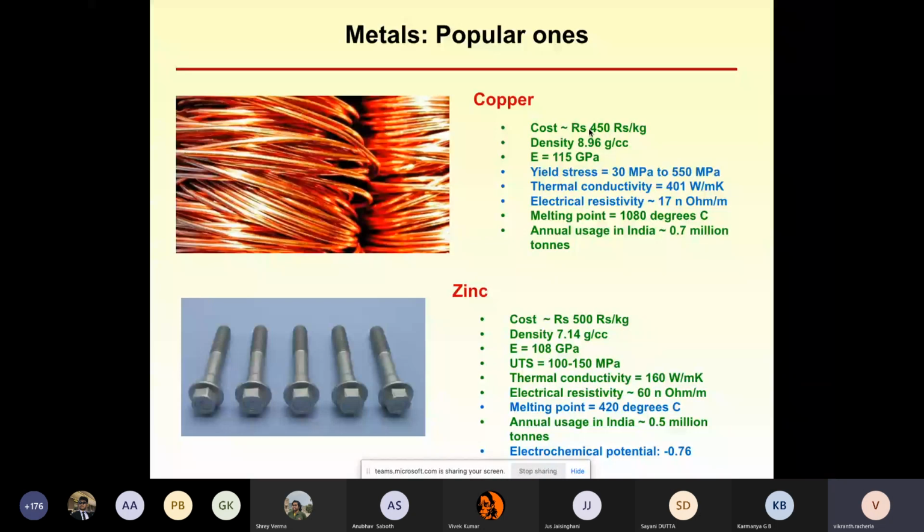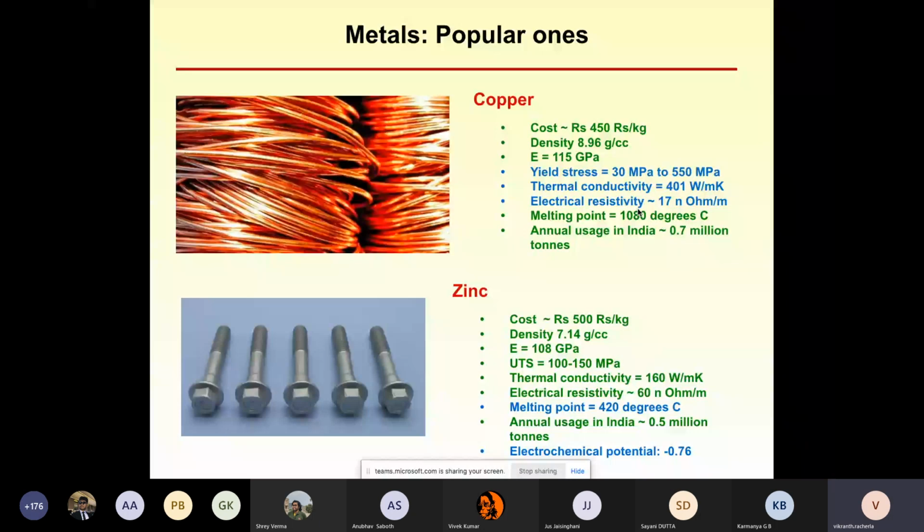Okay, so for the same volume, it will be heavier, even heavier than steel, and it is more than 10 times the cost of steel. So it's very expensive, and its biggest positive feature is its high thermal conductivity and high electrical conductivity. Okay, so it is mainly used for power cables and also in heat exchanger applications.